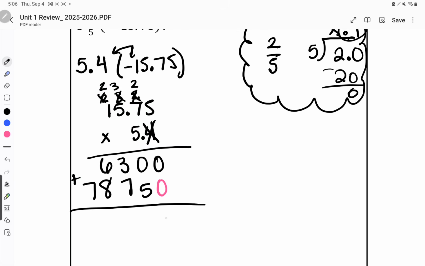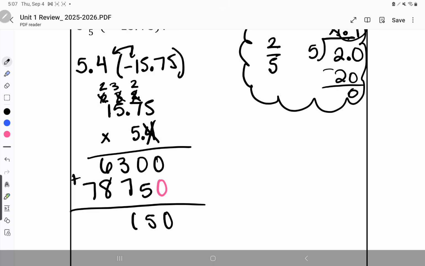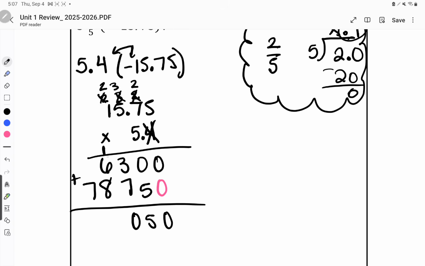Add it all together, 0 plus 0 is 0. 0 plus 5 is 5. 3 plus 7 is 10, so I write down a 0, carry my 1. 1 plus 6 is 7. 7 plus 8 is 16, so I write down a 6 and carry my 1. And then 1 plus 7 is 8. We have 2 decimal places here, and 1 decimal place here. So we will have a total of 3 decimal places.